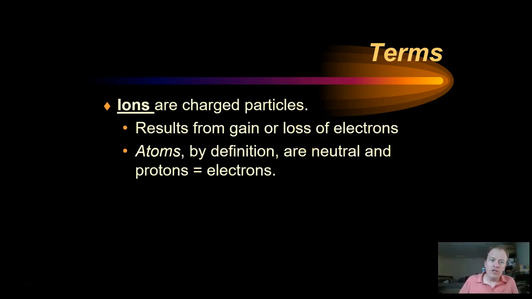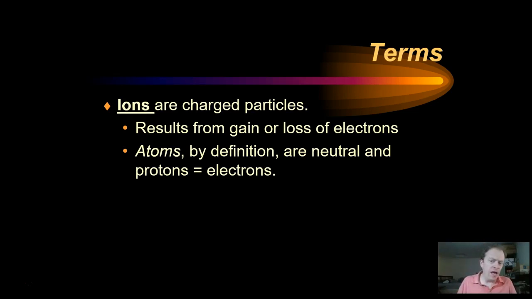So another term is ions. Ions is a term for charged particles. Remember, only electrons and protons have charges, right? But it is the changing of electrons that causes things to get a charge. The nucleus doesn't really change in chemical reactions. So you get a charge by gaining or losing electrons.